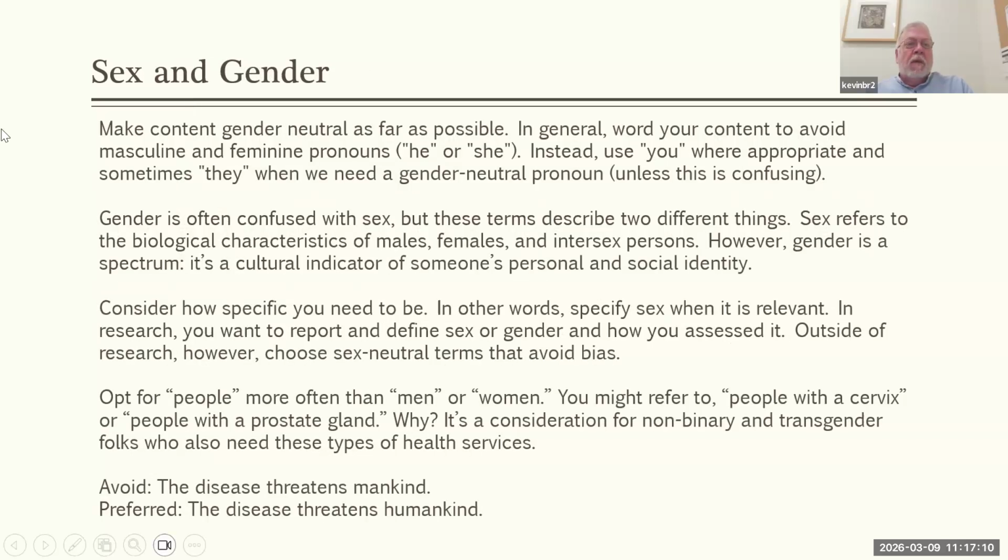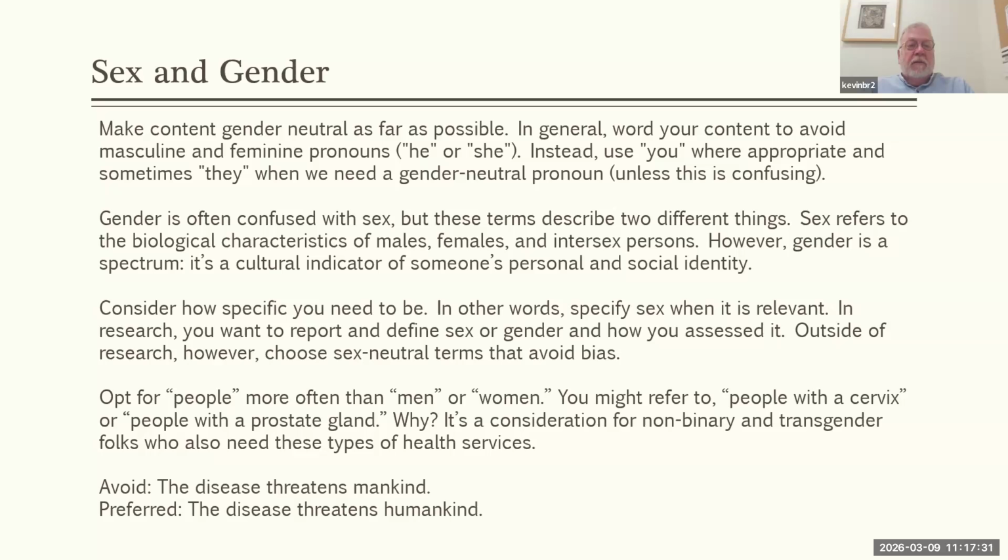Okay, there we go. So, gender is often confused with sex, but these terms describe two different things. Sex is the biological characteristic of males, females, and intersex folks. However, gender is on a spectrum. It's cultural indicators of someone's personality and social identity.